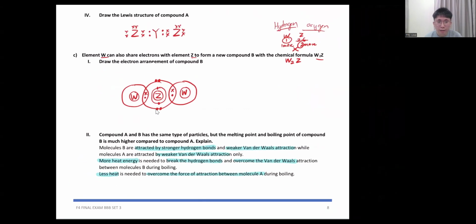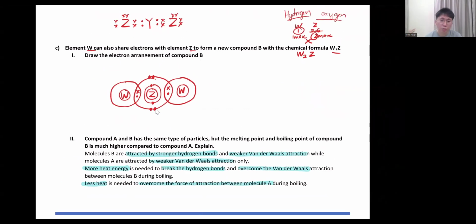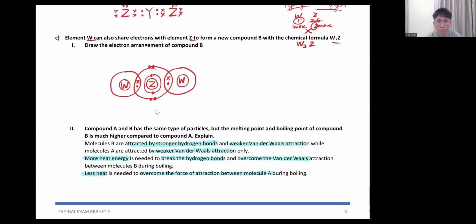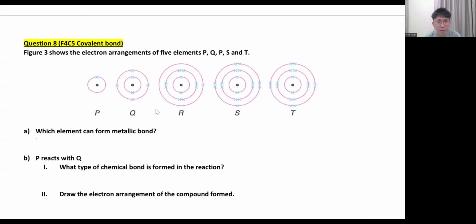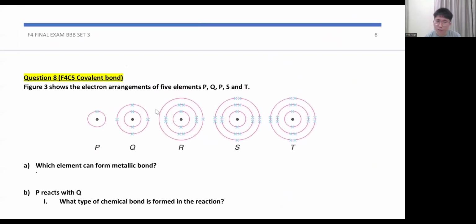Okay, guys, so this one is covalent bond and links a bit to hydrogen bond. Hopefully you all can adapt to questions like this in the exam, right? Then going down, this one is another bond. Okay, we just go with this.